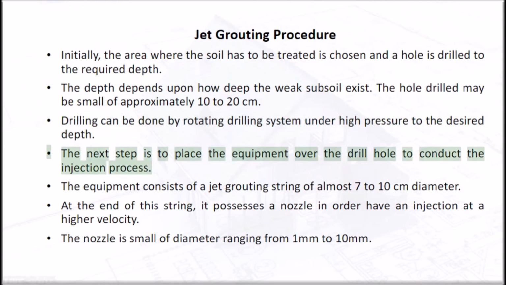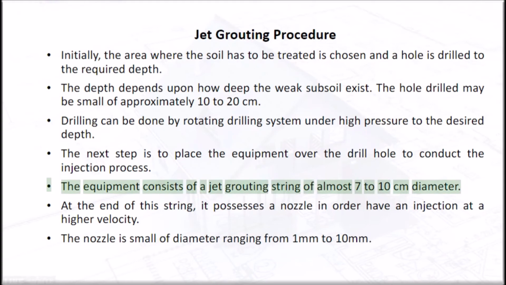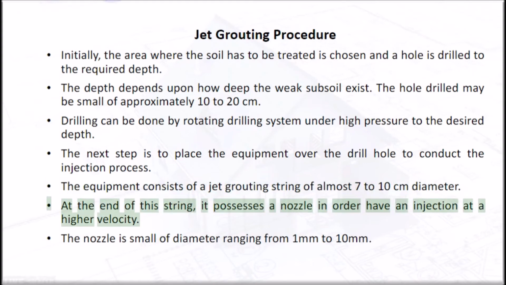The next step is to place the equipment over the drill hole to conduct the injection process. The equipment consists of a jet grouting string of almost 10 cm diameter. At the end of this string, it has a nozzle in order to have an injection at a higher velocity. The nozzle is small, with a diameter ranging from 1 mm to 10 mm.